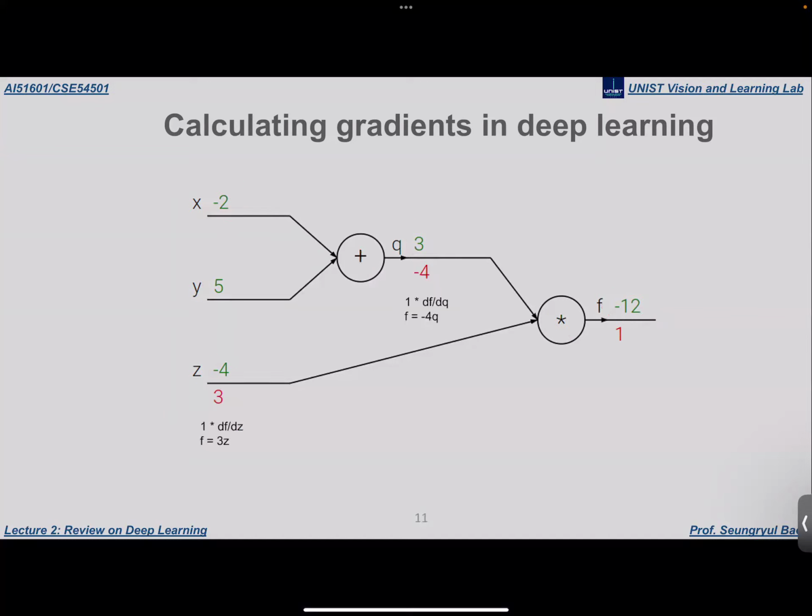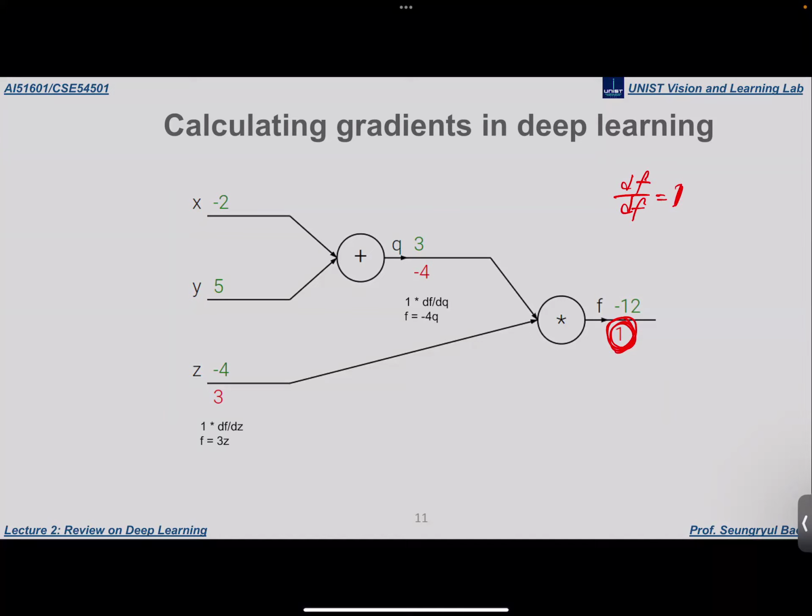But the backward process is not that simple, even for humans, right? But we can calculate it step by step. We will initialize this last node's gradient as 1, because it is df/df. If we differentiate the last node with respect to itself, then it is 1. Okay, so this gradient is 1.